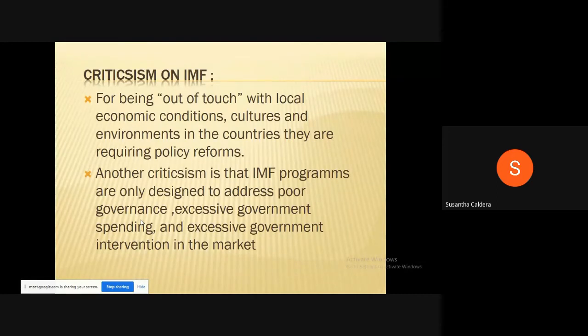Another criticism is that IMF programs are only designed to address poor governance, excessive government spending, and excessive government intervention in the market. That is what they want to curtail. They don't want government intervention in the market. What they are preaching is, okay, let the private sector also come, and it's a competition. Right? So those are criticisms of IMF.